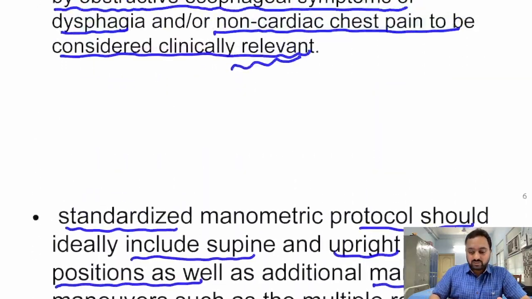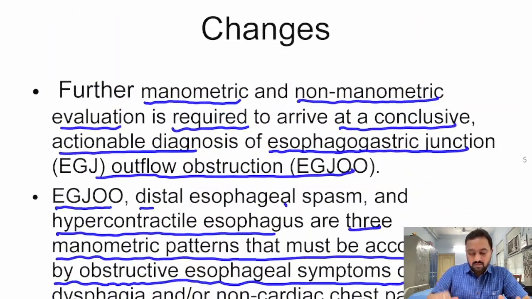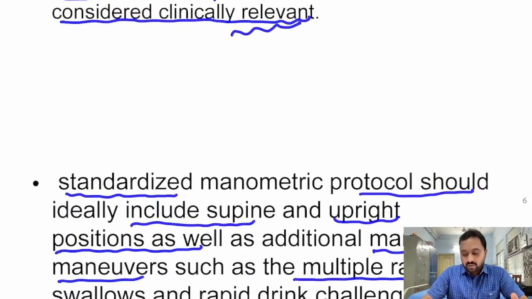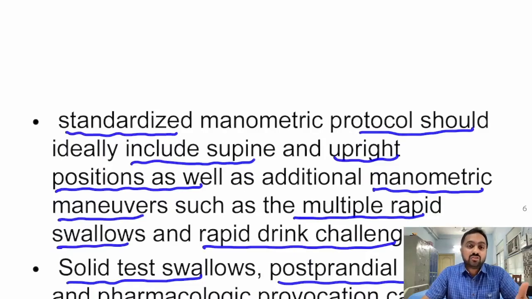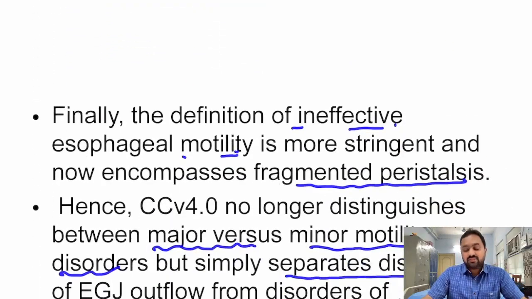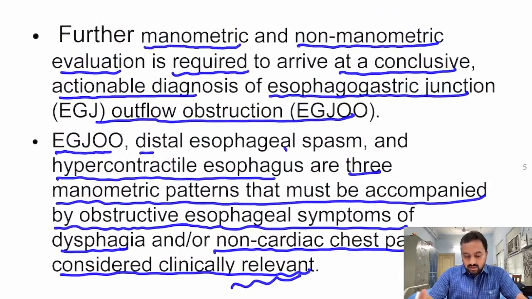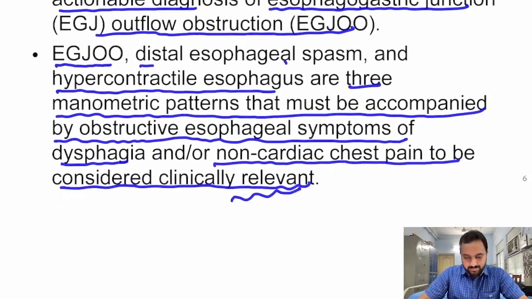So let's revise the changes once more. Your changes would be manometric and non-manometric evaluation, right? Standardized manometric protocols include the change in positions. The ineffective motility disorder definition is more stringent. Major and minor motility disorders have gone away. And it must be accompanied by clinical symptoms to be called relevant.